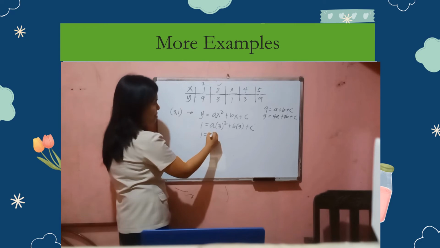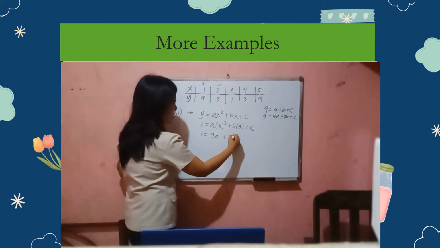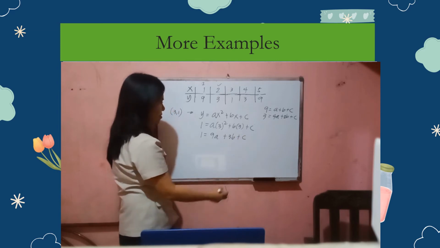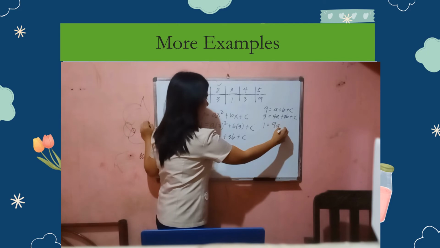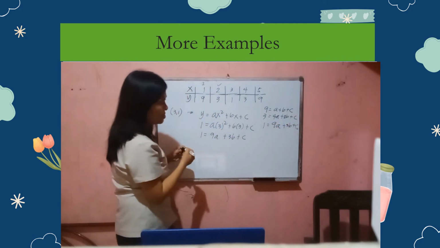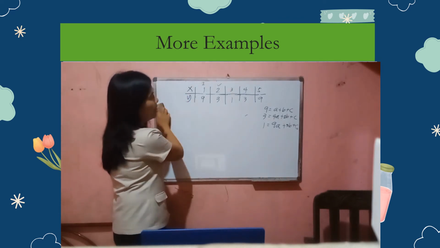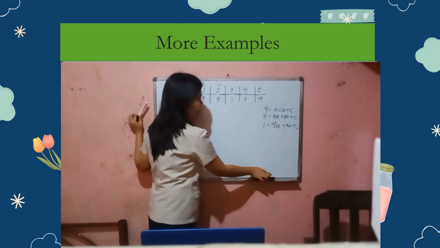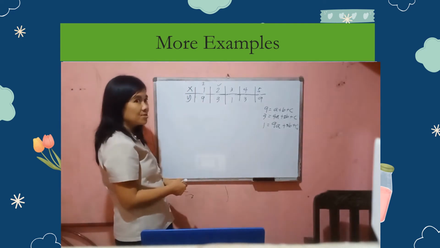Ngayon, evaluate. 3 squared is 9. 9A. 3 times 3, 3B plus C. Then you have 1 equals 9A plus 3B plus C. So, meron ka ng equations 1, 2, and 3. Okay. Kasi wala ka pang ma-solve na values, so need mong mag-create ng equations 4 and 5. So, yun na yung process.